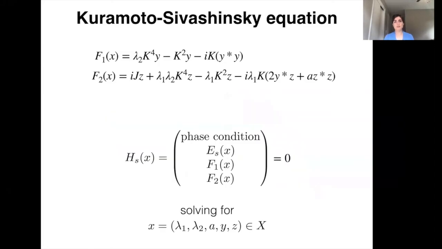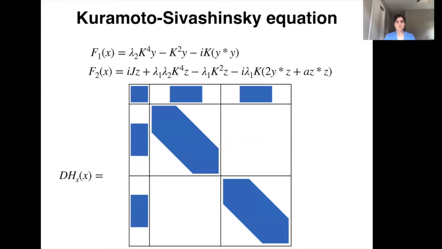So let's go back to the Kuramoto-Sivashinsky equation. We did our work in setting up F1 and F2, taking care of our stationary solution and our perturbation. We have added a continuation equation in this bigger HS problem that we're setting equal to 0. We're solving for a lot of parameters. And we're looking at the shape of the derivative at a numerical solution.